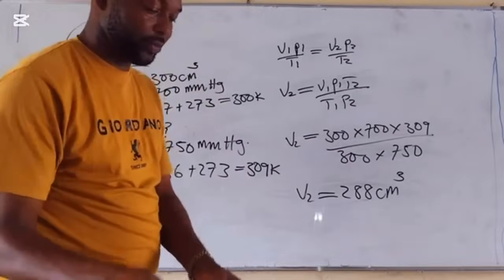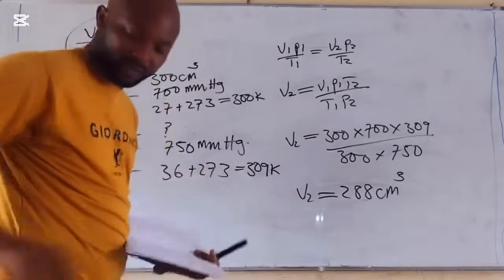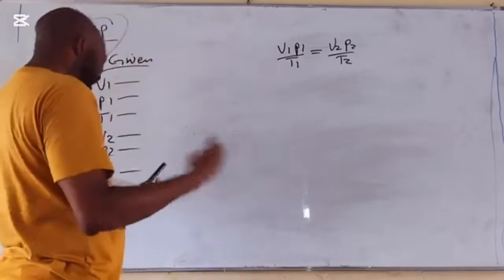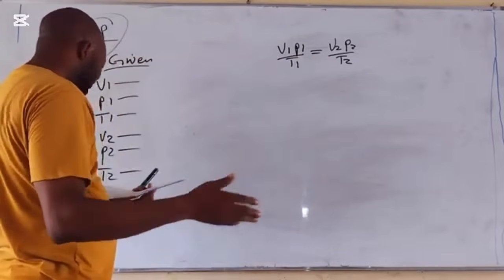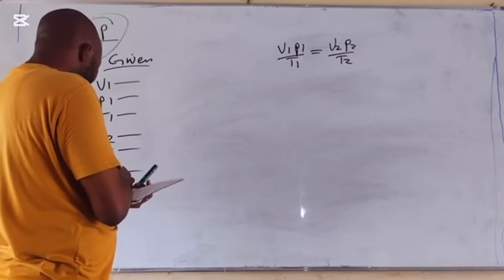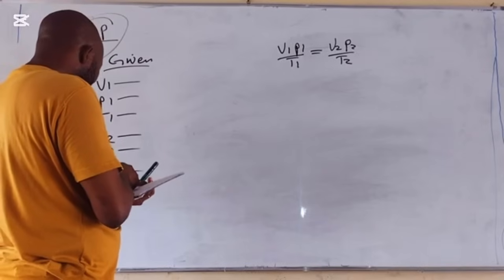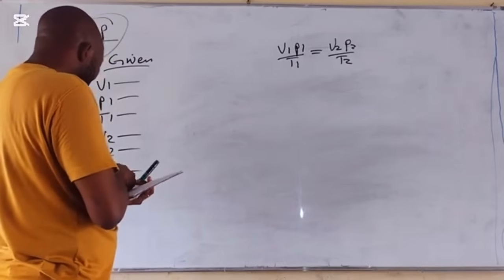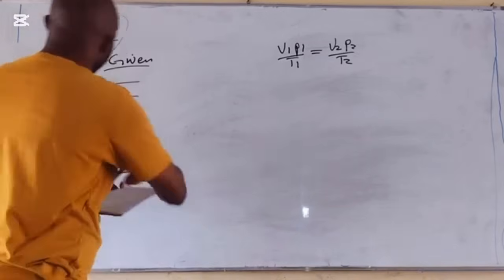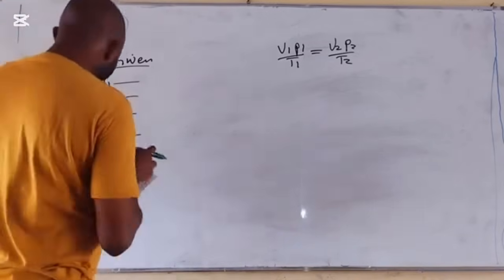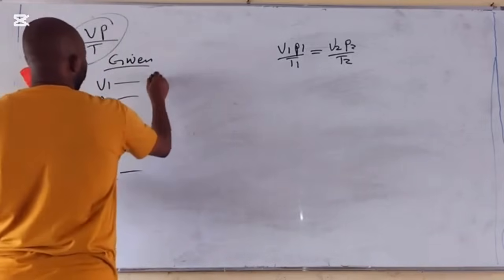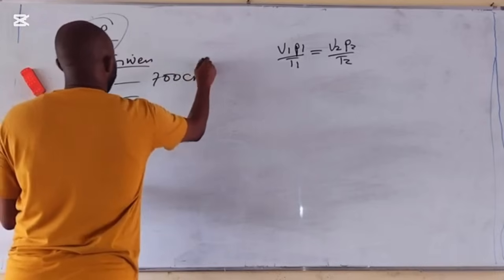The fourth question. What is the volume at STP of a fixed mass of gas that occupies 700 cm³? That is our V1, at 25 degrees Celsius. That is our T1, and 0.84 as our P1. So let's start. V1 is 700 cm³.